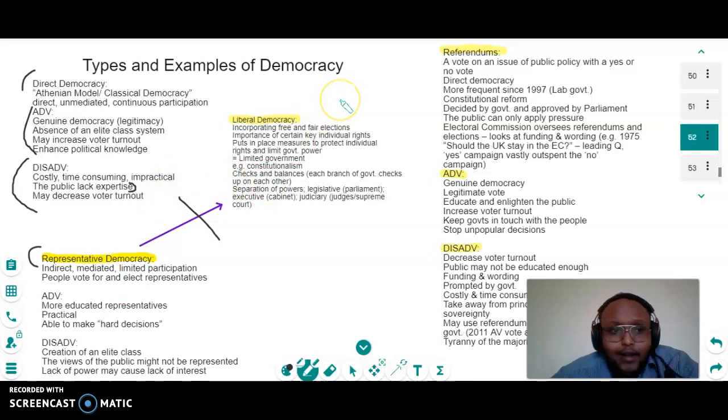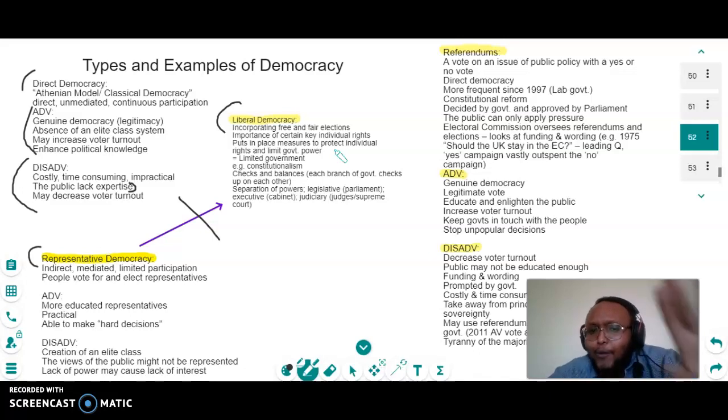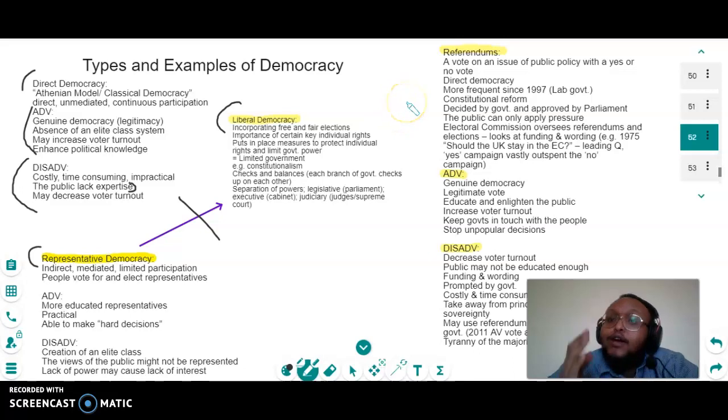So we're going into 10 minutes now. Let's quickly go over a referendum, right? I would say for homework, look into liberal democracy, which incorporates free and fair elections and places a very key importance on individual rights, right? So I would suggest that the student look at that as a type of democracy and study it at another time.